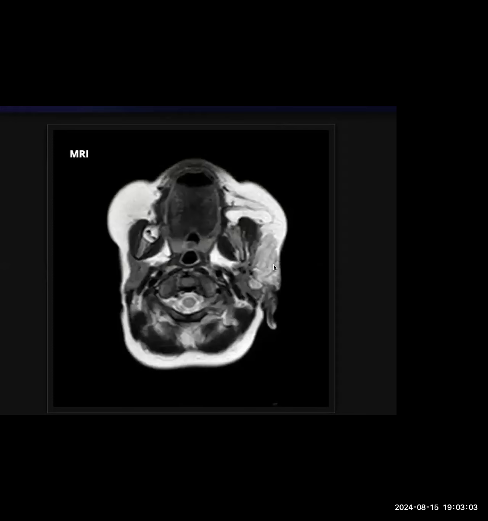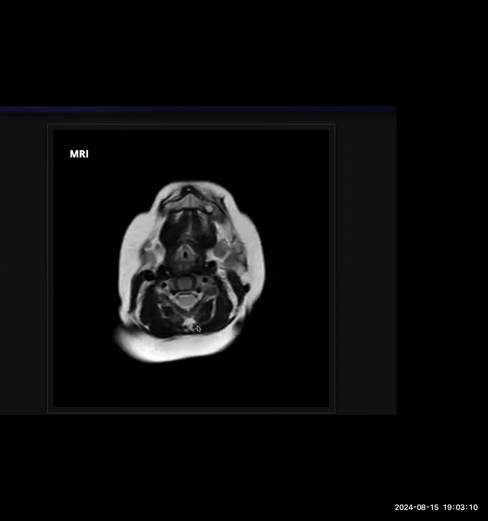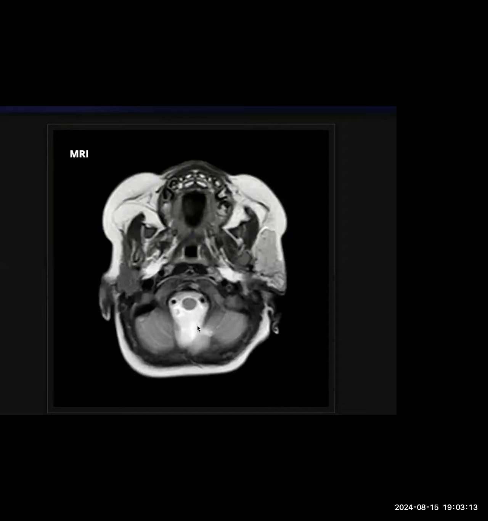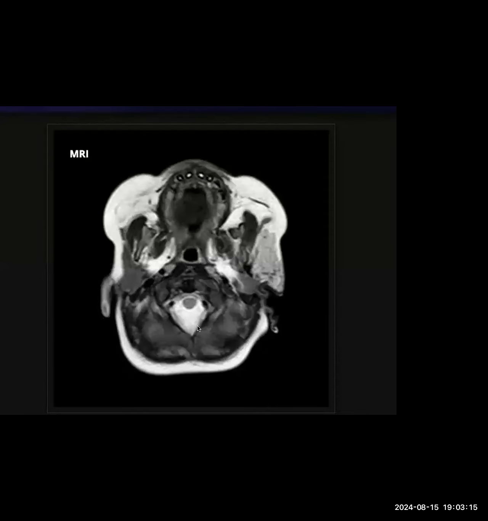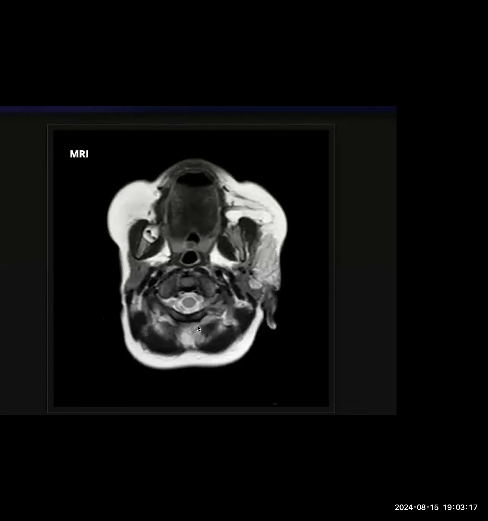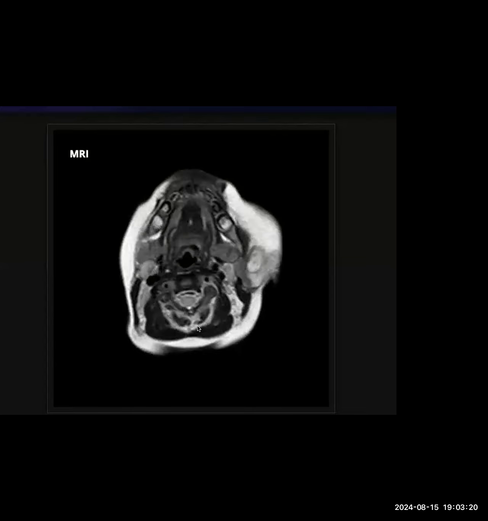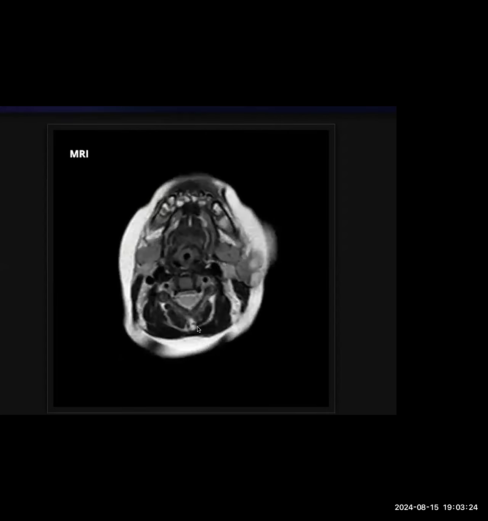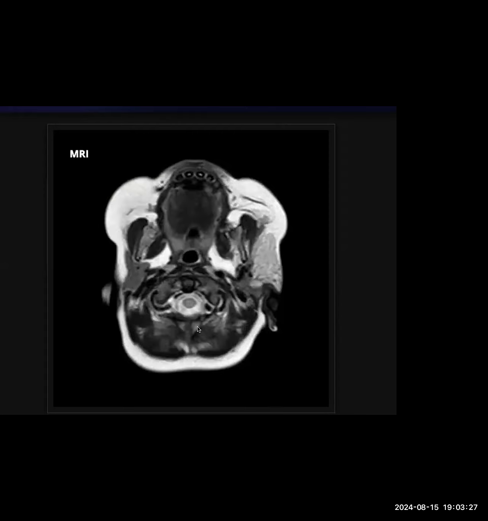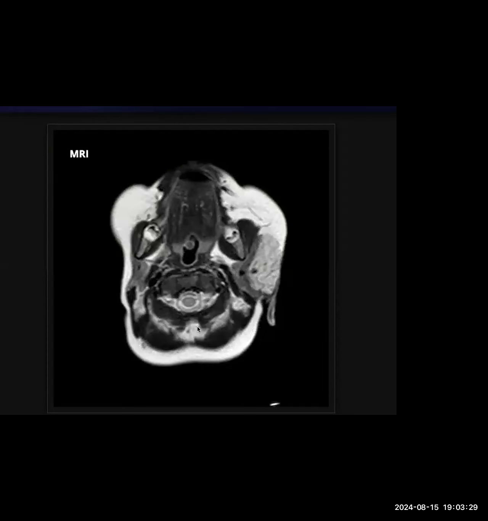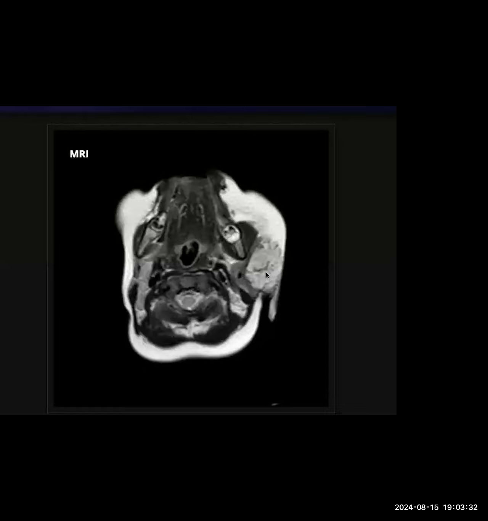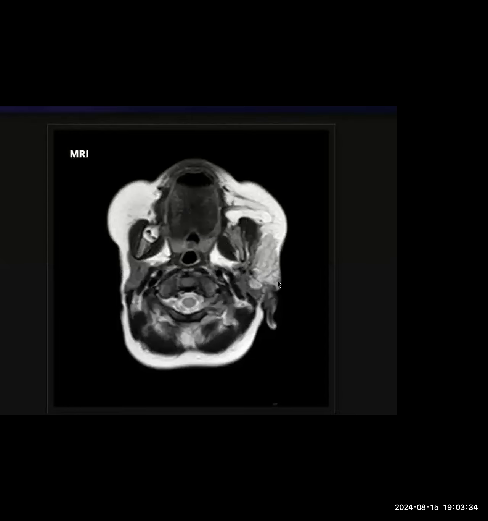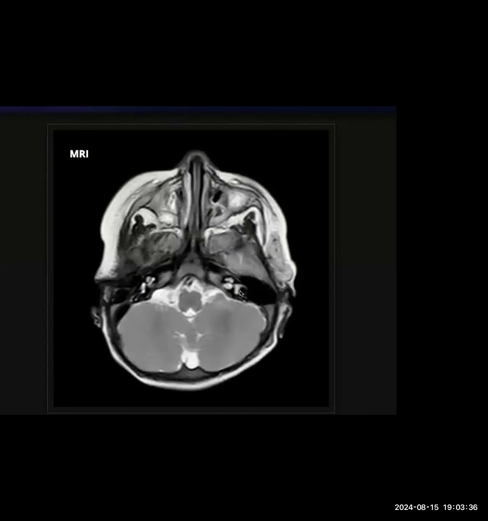So on the T2 weighted images, the lesion shows diffuse T2 hyperintensity. There's no invasion of the surrounding muscles or the bones. They show normal signal. There's no surrounding fat stranding and there's no lymphadenopathy. Where do you think the lesion is arising from? The lesion is arising from the left parotid gland only. Which part of the parotid gland? It is the superficial part of the parotid gland.